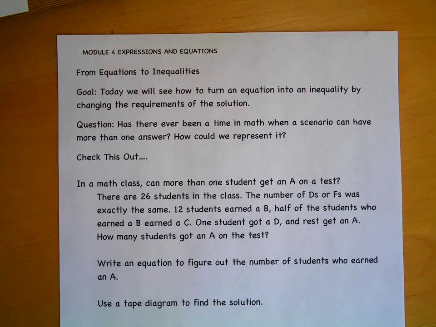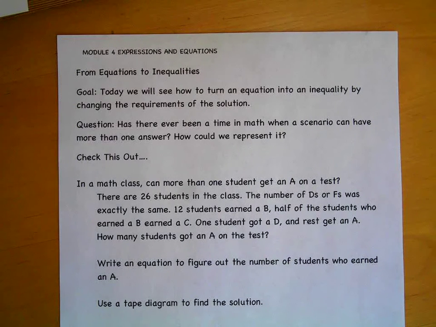Hello, math students. Welcome back to Module 4, Expressions and Equations, and this is Lesson 24, called From Equations to Inequalities. The goal for today: we will see how to turn an equation into an inequality by changing the requirements of the solution. That sounds a little bit crazy. So basically, you're just making an equation into an inequality by changing what you're looking for.